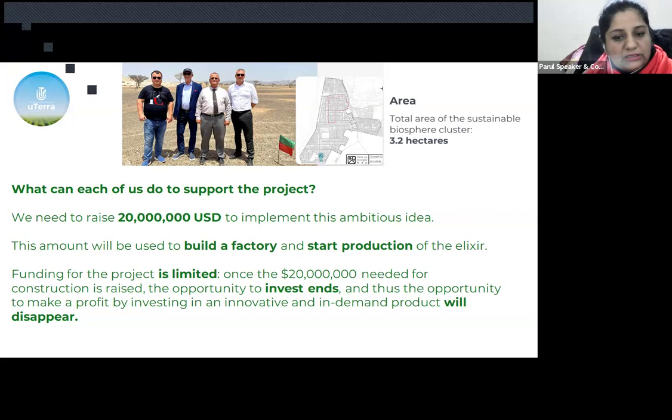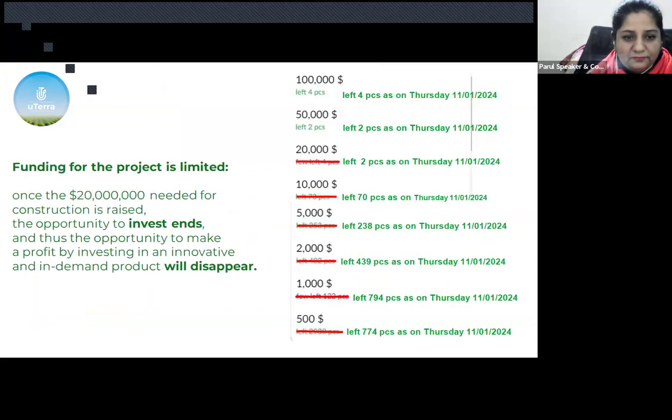So funding for the project is limited. Once the $20 million needed for the construction is raised, the opportunity to invest ends. That means the opportunity to make a profit by investing in an innovative and in-demand product will disappear. Opportunity to make a profit. How? So let's go into that. As I told you, we need to raise the $20 million. Once it is done, investment will end. So you can't make any investment and you will be late to make a profit by investing in an innovative and in-demand product.